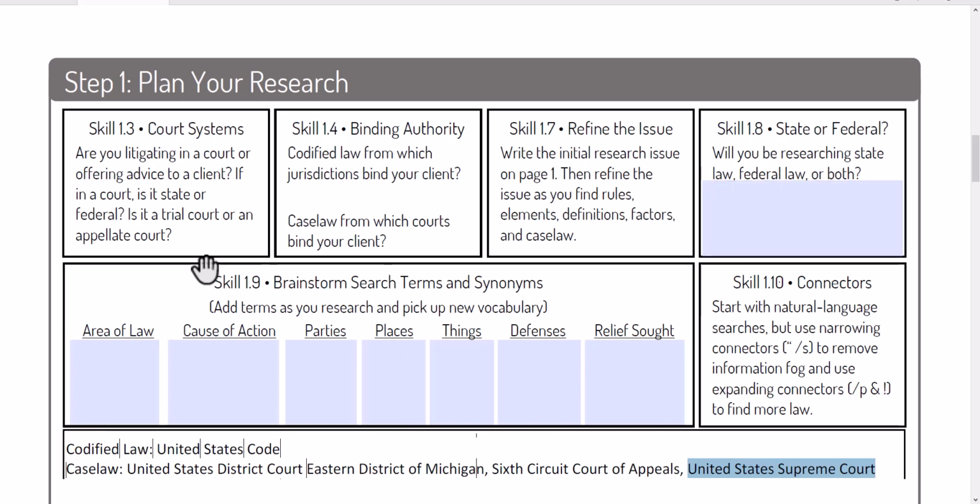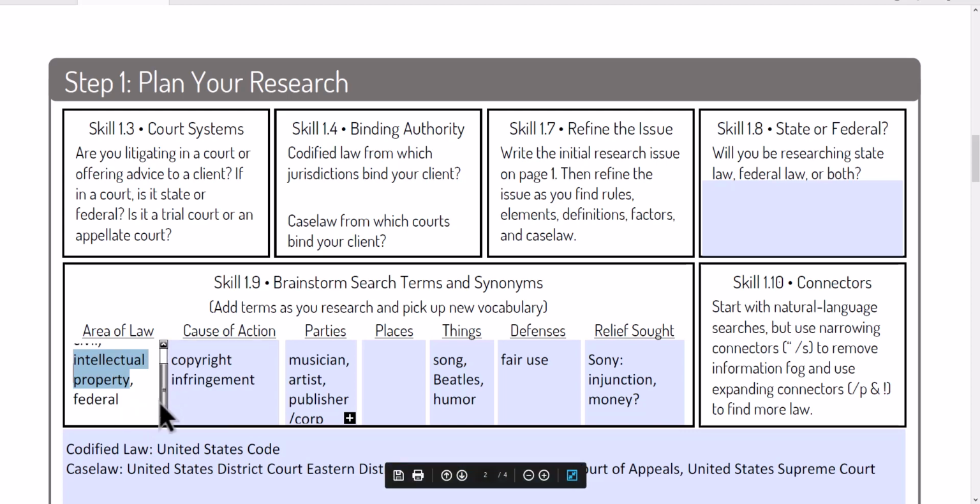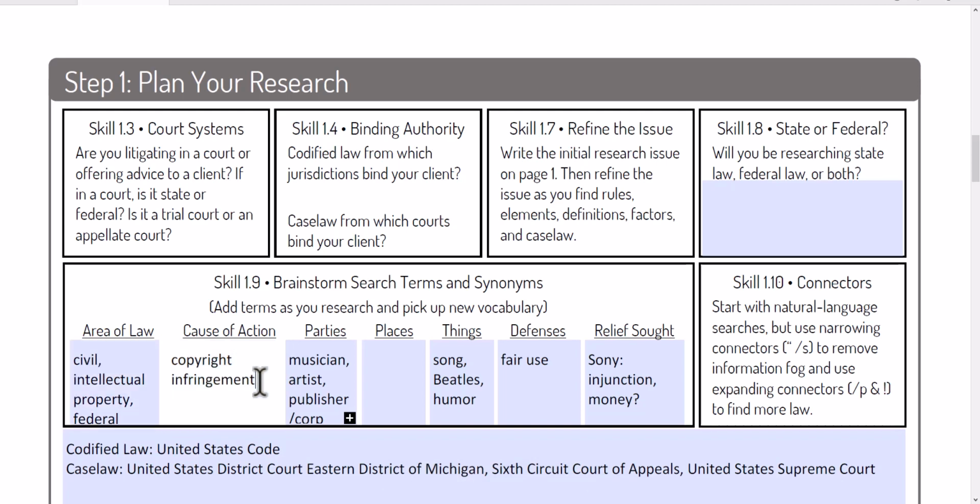Okay, and then I'm going to brainstorm some search terms here based on the story. If you want to follow along, go ahead and pause the video. I'm going to pause the video myself and fill in ideas of things we're looking for. Okay, so the area of law would be civil instead of criminal. This is about intellectual property, so that's kind of the broad area of law. That will help us know what kind of treatise we're looking for. And this is also federal law. Cause of action, copyright infringement.